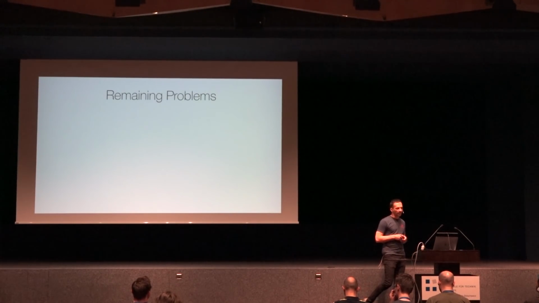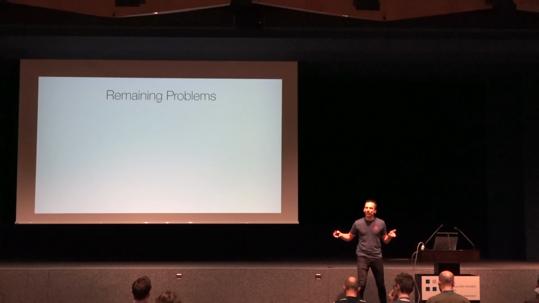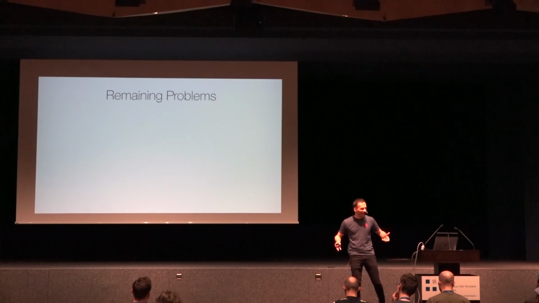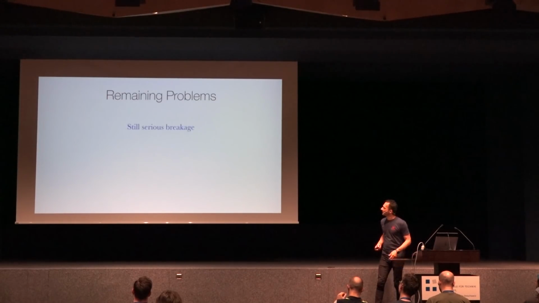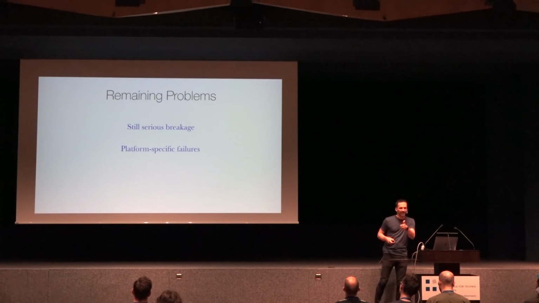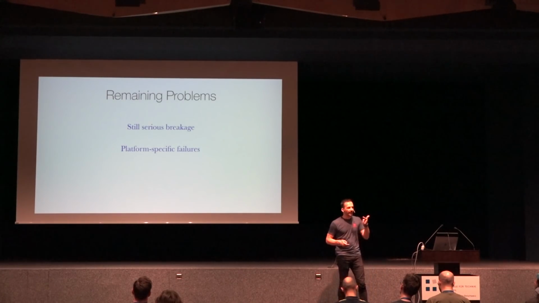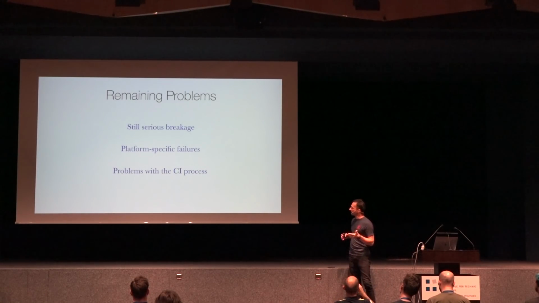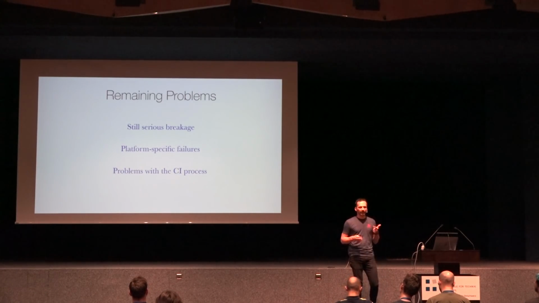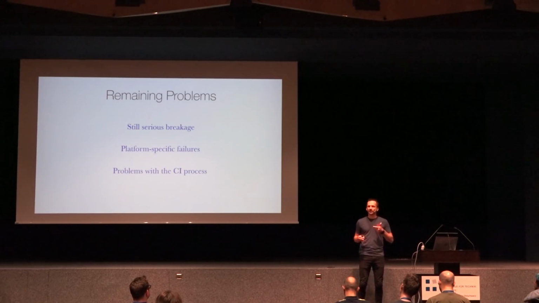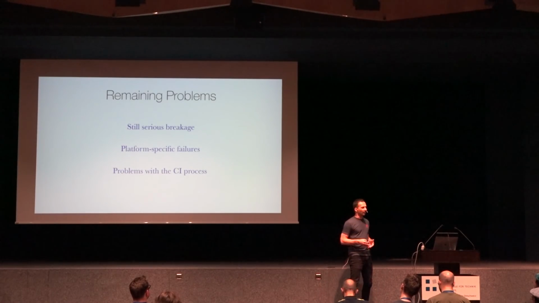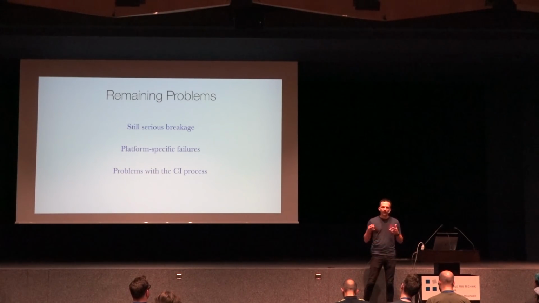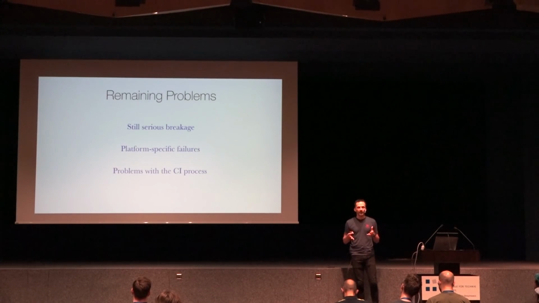So what are remaining problems? I mean, it's a hackathon, right? You want to know where the problems are so you can fix them. Isn't that why you're here? So obviously, we still have things which break in a bad way. Secondly, this whole platform-specific breakages thing obviously isn't under control. So we have things breaking on macOS, we have things breaking on Windows, which haven't been picked up because some CI processes only run on Linux. And the whole CI process also has problems, which I'll get to in a moment.